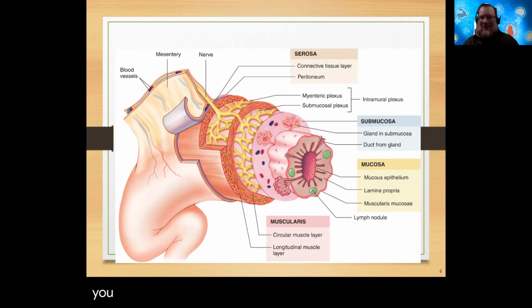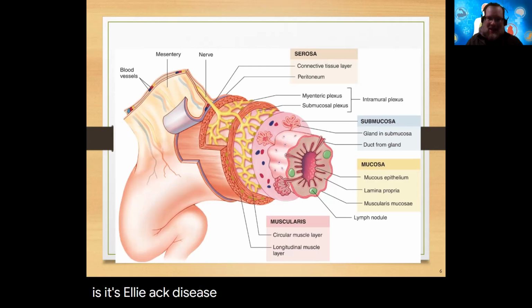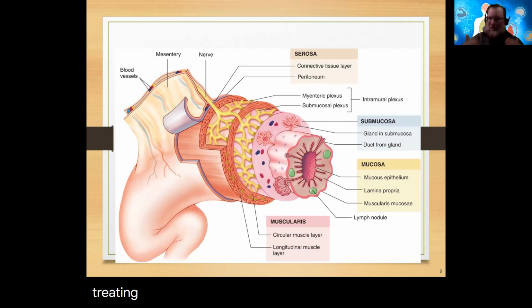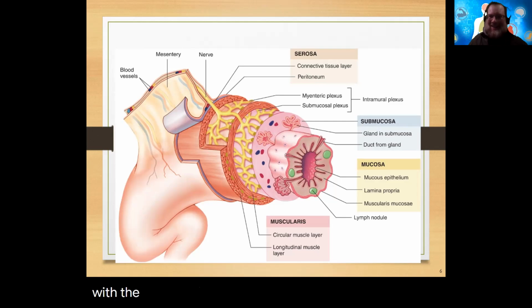Is it acid reflux? Is it diverticulosis or diverticulitis? What is it? Is it constipation? Is it Crohn's disease? Is it celiac disease? Is it lactose intolerance? They're starting to back up on identifying and treating some of those disorders that are not getting better with treatment, and looking at maybe the mesentery as being the culprit. So anyway, keep that in mind.